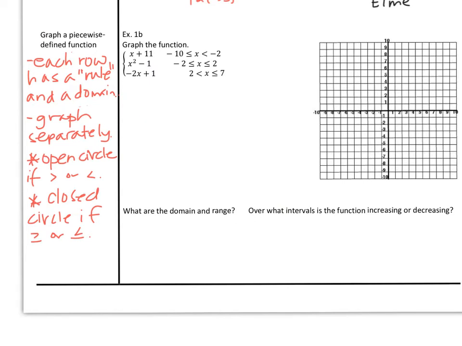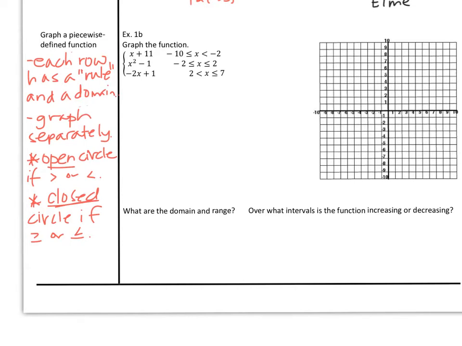When you're given the equation for a piecewise defined function, these are the rules for graphing. Each row will have its own rule and its own domain. Therefore, we'll graph each row separately based on that domain. You'll have boundaries on one side or the other, and depending on the type of inequality, you'll use either an open circle or a closed circle. You'll use an open circle if the inequality has a greater than or less than symbol without the bar underneath. You'll use a closed circle, however, if the inequality is greater than or equal to or less than or equal to. Let's put that idea to the test.